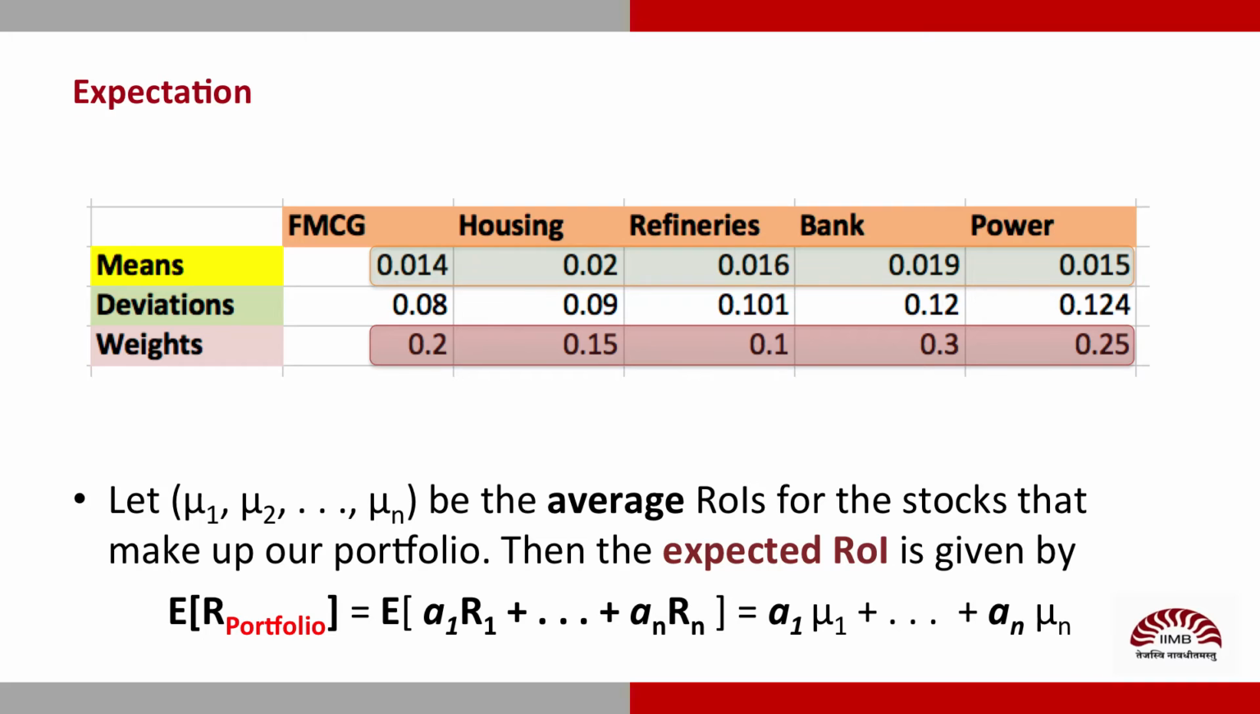Correct. Based on historical data, let mu1, mu2 through mun be average ROIs for the stocks that make up our portfolio. Then the mean ROI or expected ROI at a portfolio level is given by expected value of Rp is equal to A1 mu1 plus so on till An mun. That's just the sum product of the means.